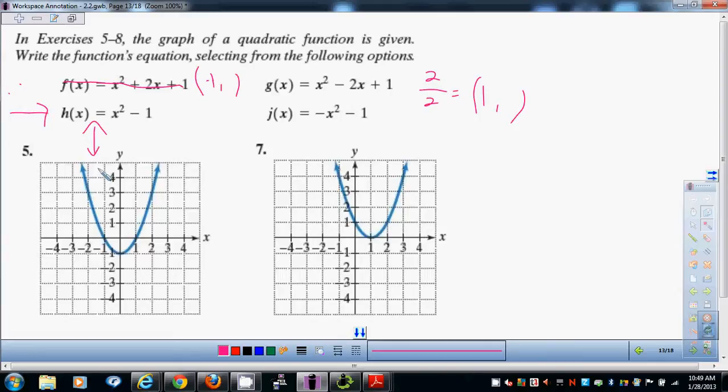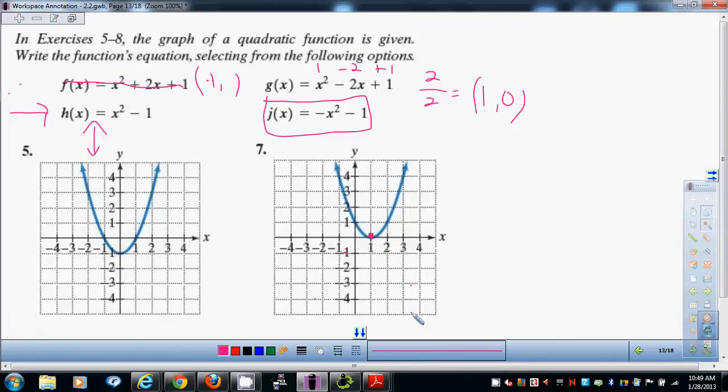Now, what is this going to look like? That's right. It'll just be flipped. It'll look like this. Is there anything like that on here? No. So therefore, number 7 has to be G. It's the only one with a matching x-coordinate of the vertex. We didn't even need the y. Sure. Plugging in 1, you get 1 squared minus 2 times 1 plus 1. So that's 0. So your vertex is (1, 0).